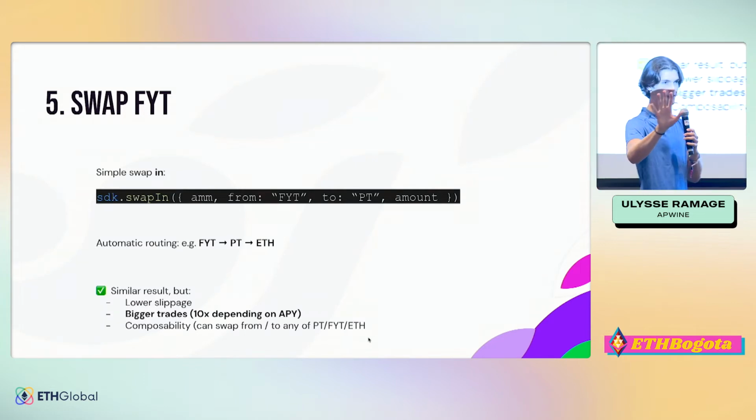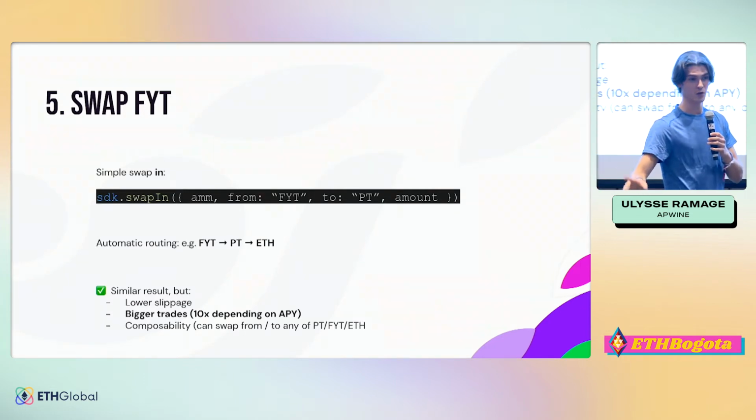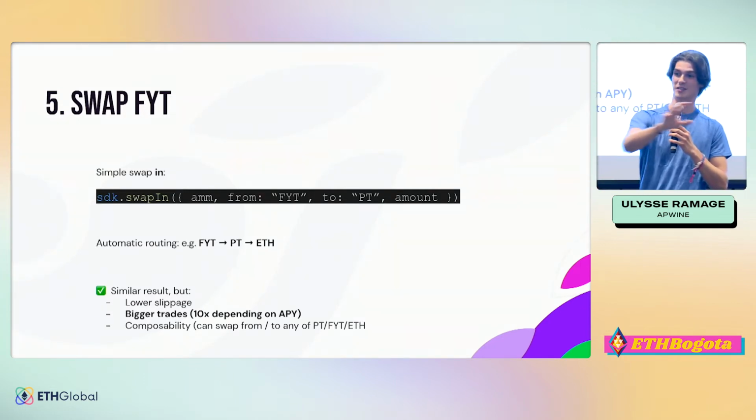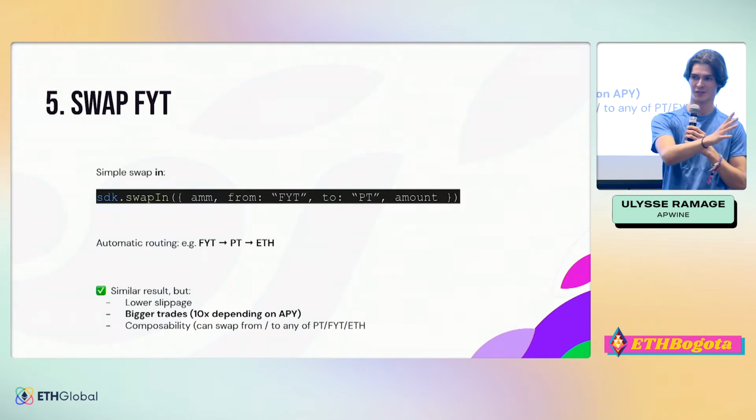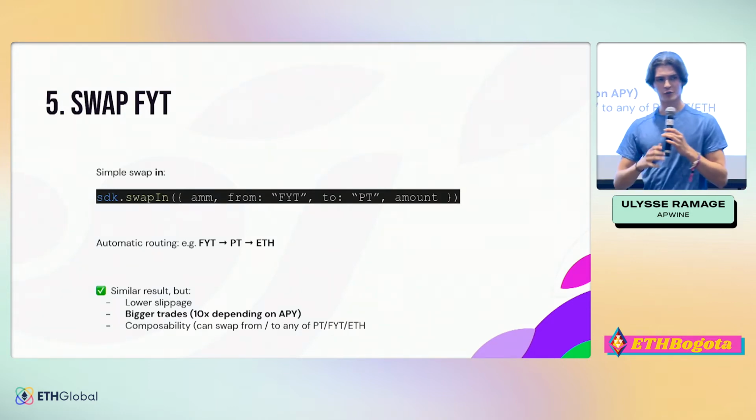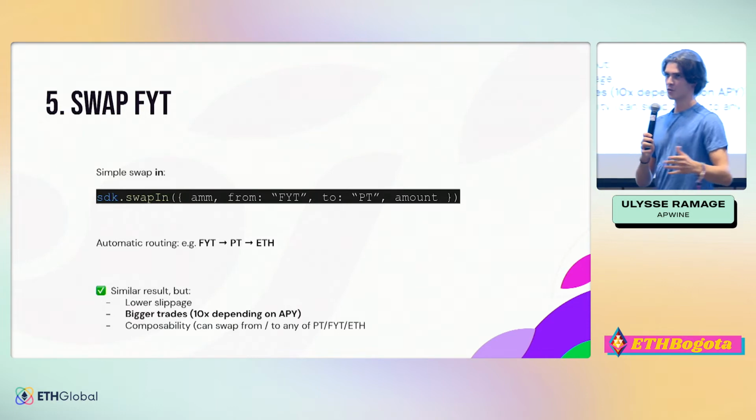Now we're ready for the last step. We have our PT, our FYT, and what we want to do is go from FYT to PT, so maximize our fixed rate. There are also other strategies you can do. For example, you could do the other way around.